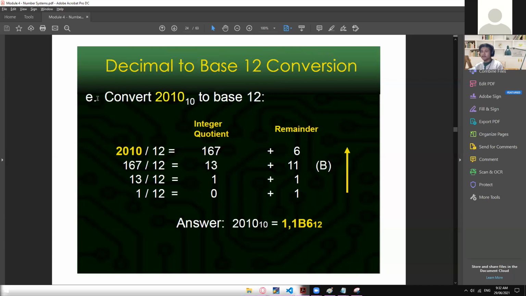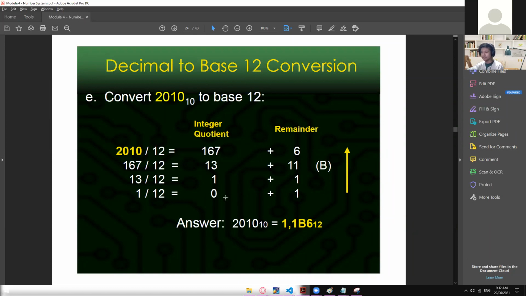Let's now move on to letter E. Convert 2010 base 10 to base 12. Again, the only thing that differs is the divisor. The same process: 2010 divided by 12 gives you 167, and then the fraction part you multiply by our divisor, and you will get 6. 167 divided by 12 is 13, and whatever the fraction part is, multiply that by 12 and you will get 11, then convert this into letter B. Then 13 divided by 12 is 1, remainder 1, and 1 divided by 12 cannot be, so just put 0.